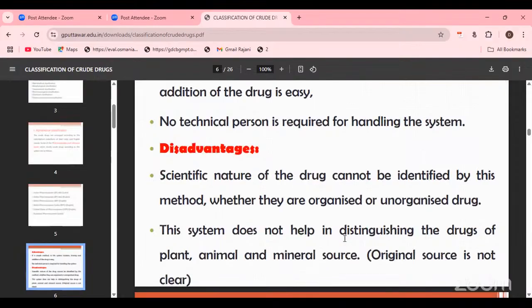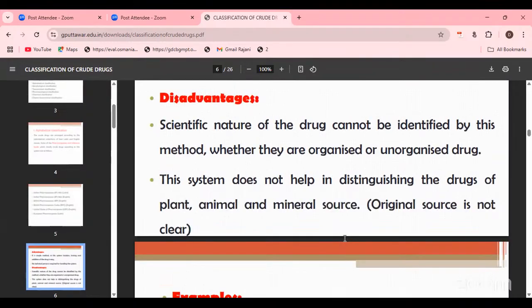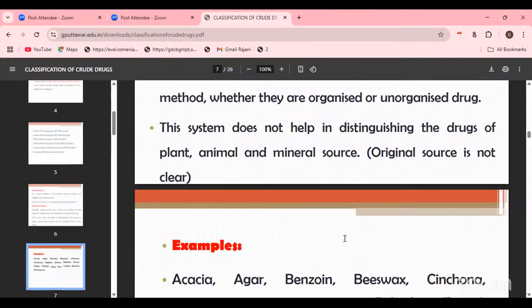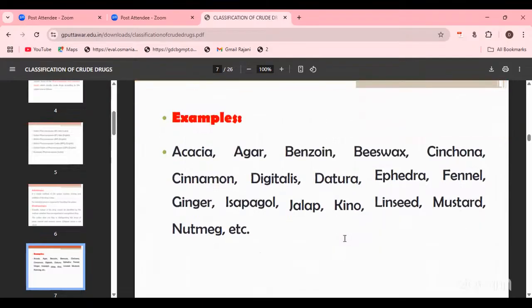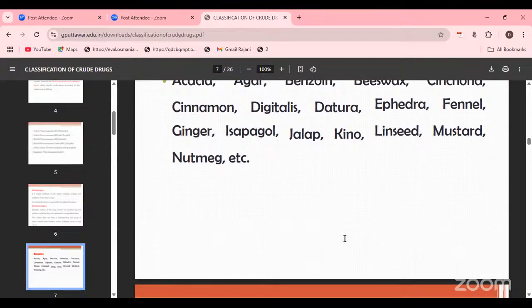This system does not help in distinguishing the drugs of plant, animal, and mineral source. The original source is not clear. For example: acacia, agar, benzoin, beeswax, cinchona, cinnamon, digitalis, datura, ephedra, fennel, ginger, ispaghula, jalapa, quinoa, linseed, mustard, nutmeg. These are the plant-based drugs used in the alphabetical method.